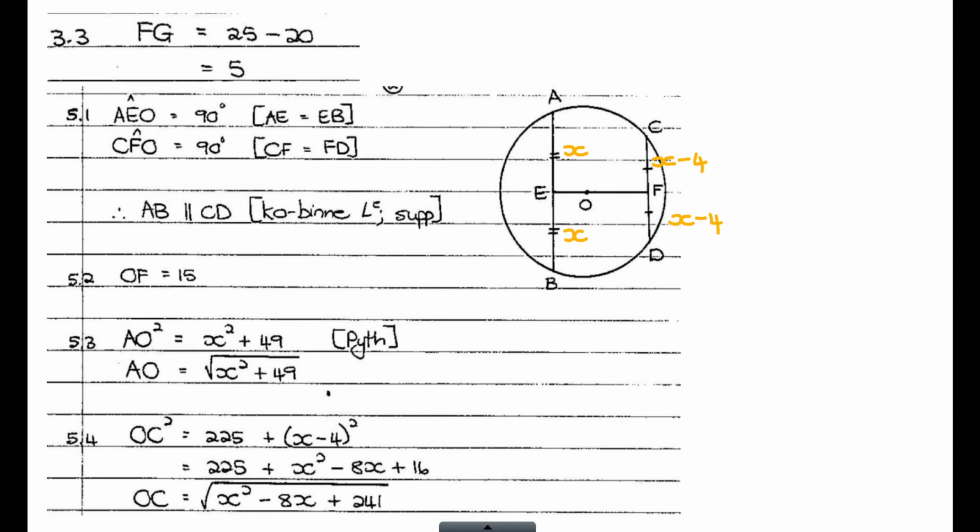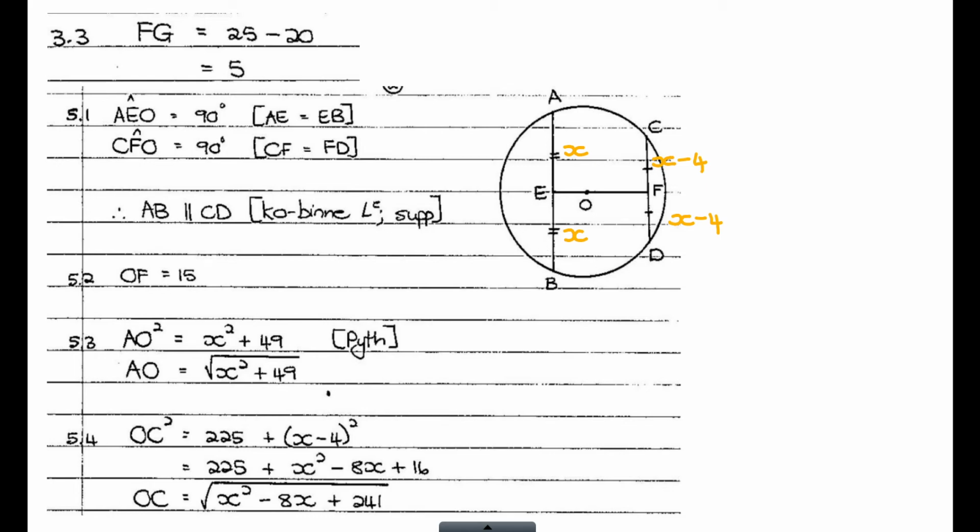Okay, by nummer 5, ons het gister so 'n bietjie hier begin, né? Toe het ons gesê, AE en EB is mos dieselfde, né? En hulle sê dis X. So daar het ek vir jou in geel gaan invul, X en X. En dan sê hulle ook vir my CF is X minus 4. So I filled in. If CF is X minus 4, it means that FD will also be X minus 4.